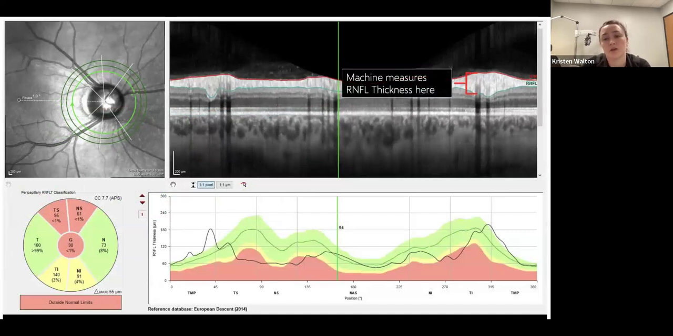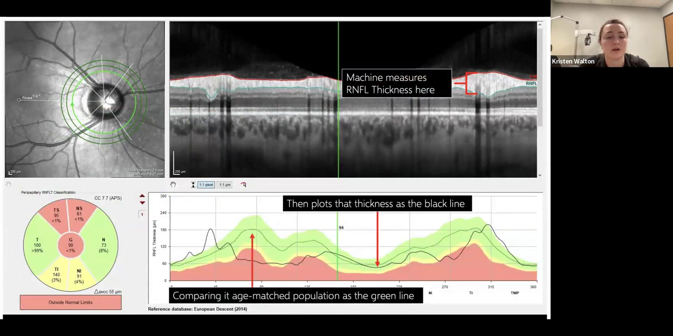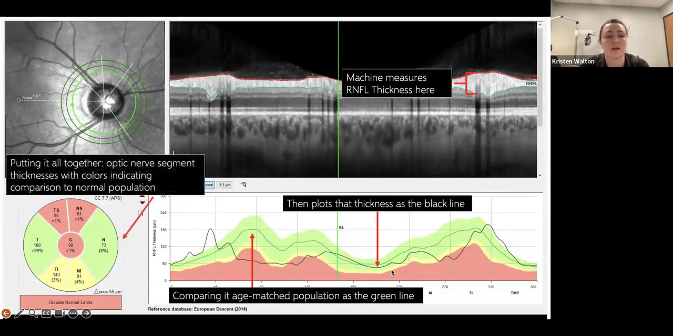So the machine is measuring the RNFL thickness there. Then it plots it on this line as the black line. And then it's comparing to that age-based normative range, which is that green line here. And then it puts it all together nicely for us, looking at, okay, where are the areas that are a little bit thinner? Where do we need to look a little closer to figure out diagnostically what's happening?